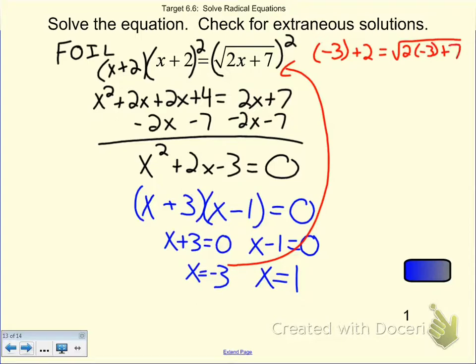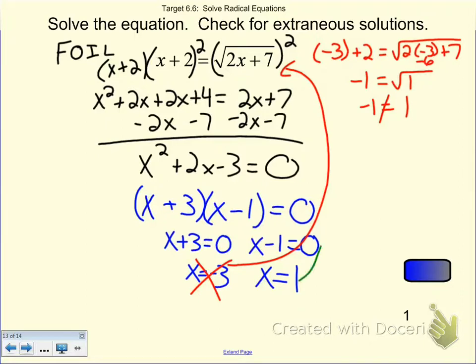Negative 3 plus 2 is negative 1. On the right-hand side, 2 times negative 3 is negative 6. Negative 6 plus 7 is 1. The square root of 1 is 1. And does negative 1 equal 1? No, it does not. So negative 3 cannot be an answer to this equation.